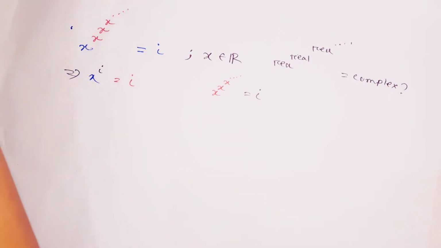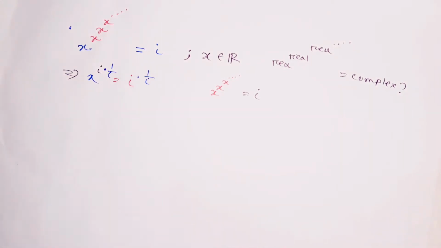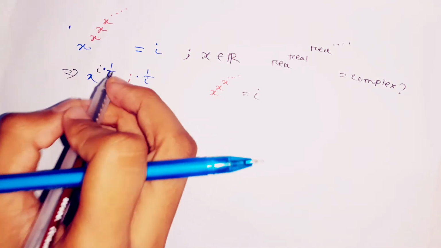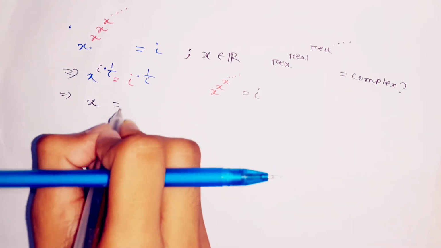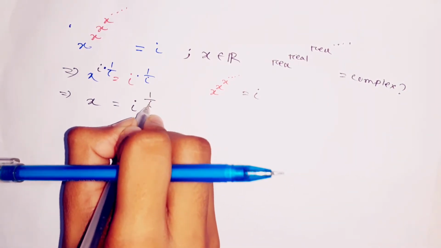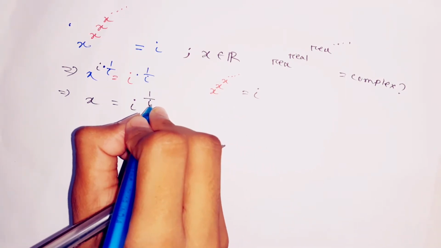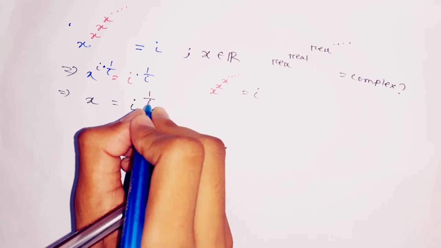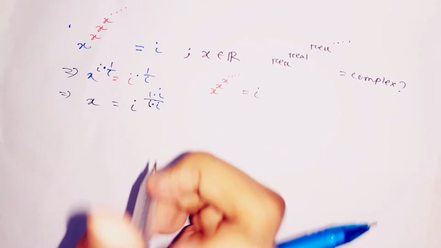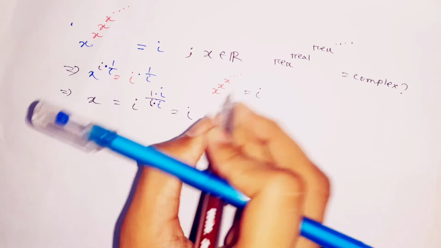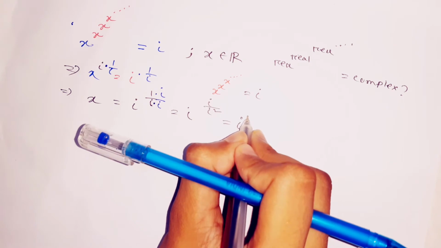To do that we will raise both sides to the 1 over i power. So on the left-hand side we have x, and on the right-hand side we have i to the 1 over i, and i does not like to be in the denominator, so we will write it in the numerator. For this we will multiply both top and bottom by i, so this is equal to i to the i over i squared, and i squared is negative 1, hence this is i to the negative i.